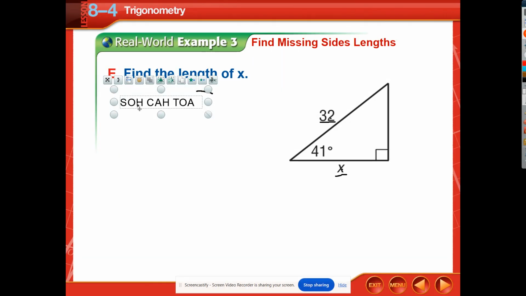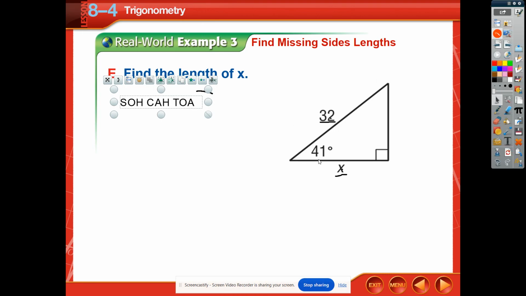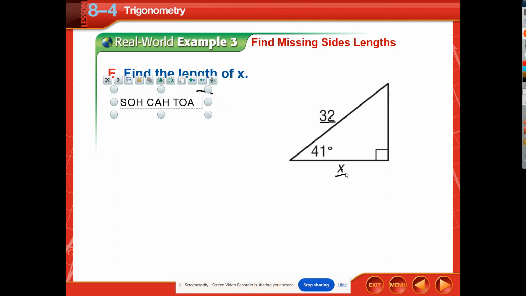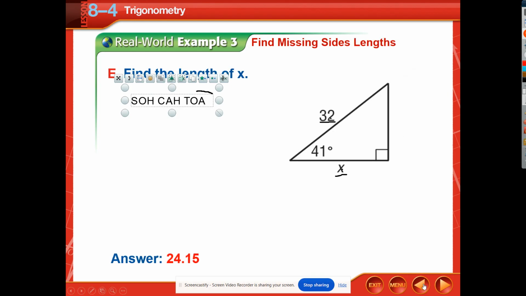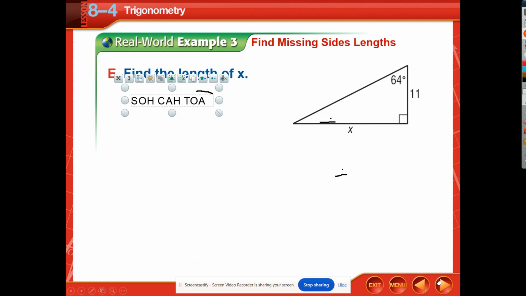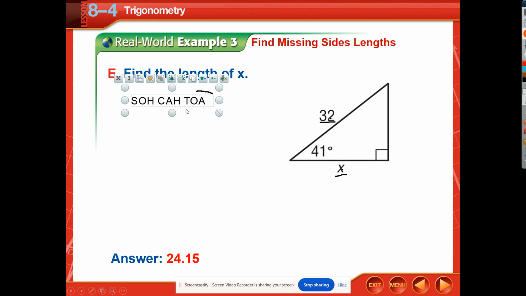Sine is opposite over hypotenuse. Cosine is adjacent over hypotenuse, and the tangent is the opposite over adjacent. So in this case, we have an angle. We have its adjacent side, or we're solving for the adjacent side, and we are given the hypotenuse. So we want to use the trig ratio that includes both the adjacent and the hypotenuse, which if you look at your acronym, that would be the cosine, because the cosine has the adjacent over the hypotenuse.